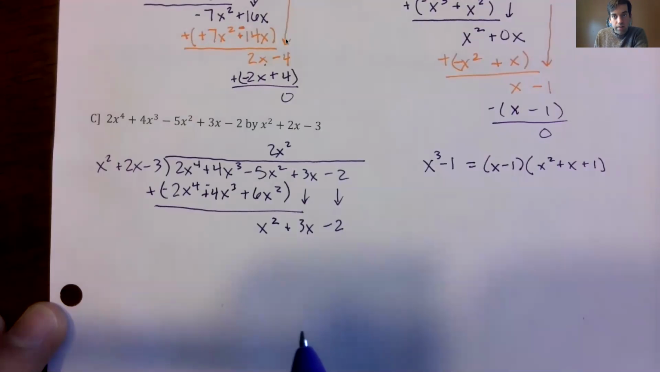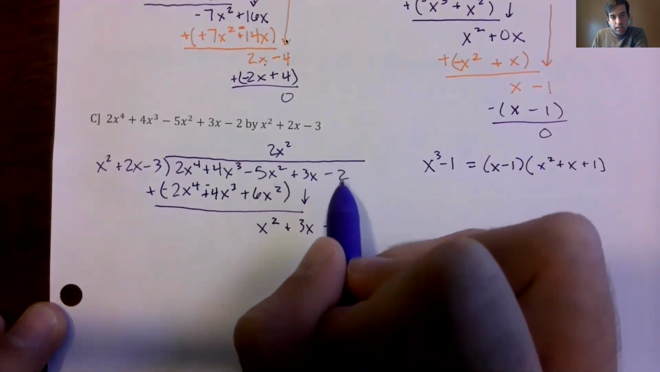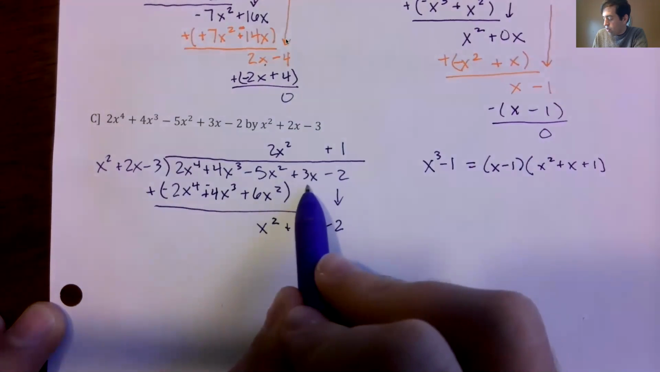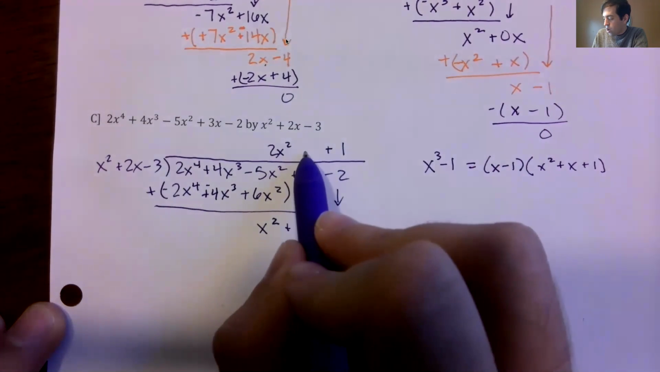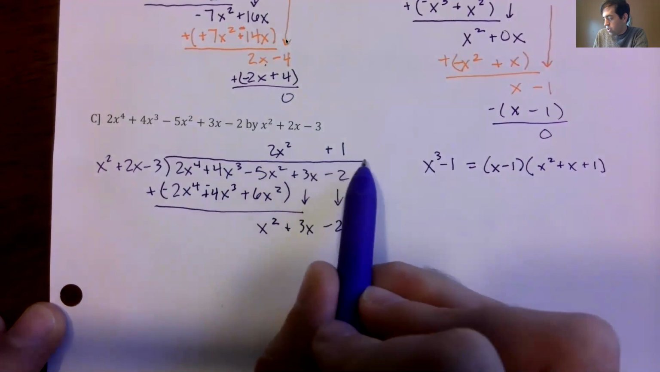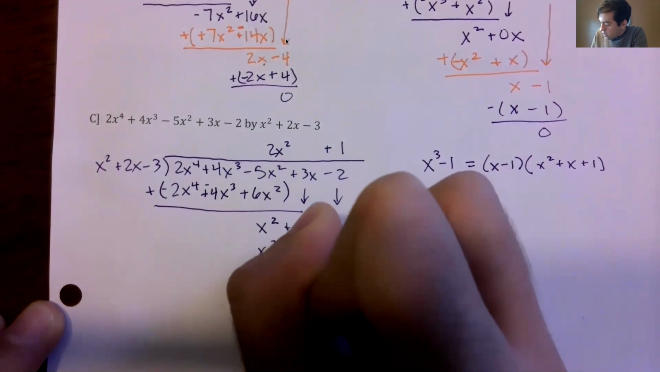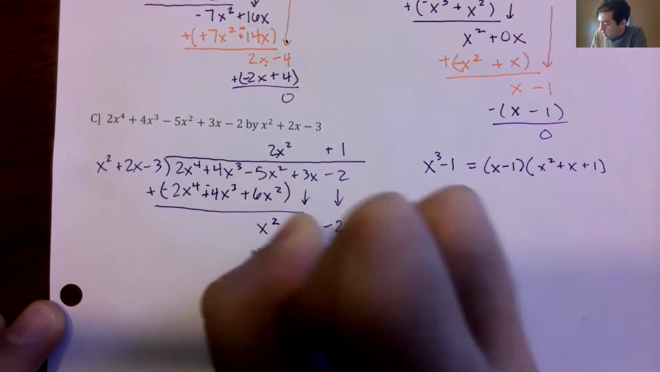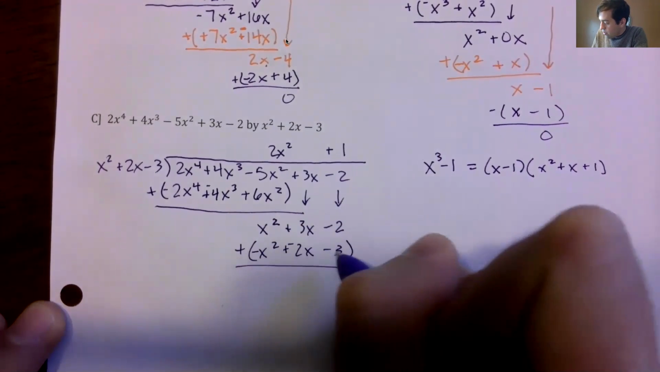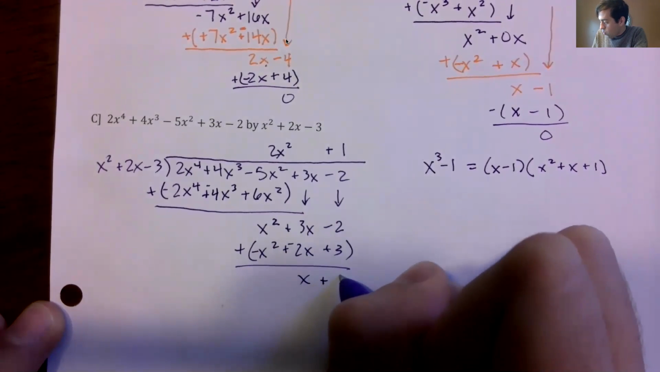But now we say what times x squared gives us x squared? Well, that's going to be 1, right? And the 1 actually lines up with this term over here. So we have a plus 1. We kind of skipped over the 3x. There's no x term to go up here. But that's okay. Our quotient, our answer is just going to have to be 2x squared plus 1, just no x term. So now we distribute the 1. We get x squared plus 2x minus 3. We subtract, distribute the negative, and I get x plus 1.